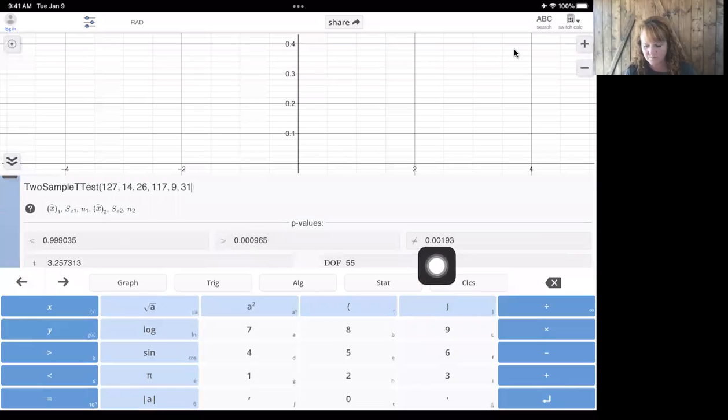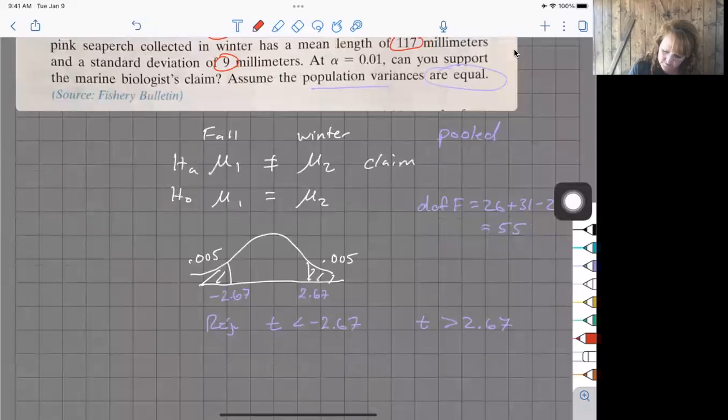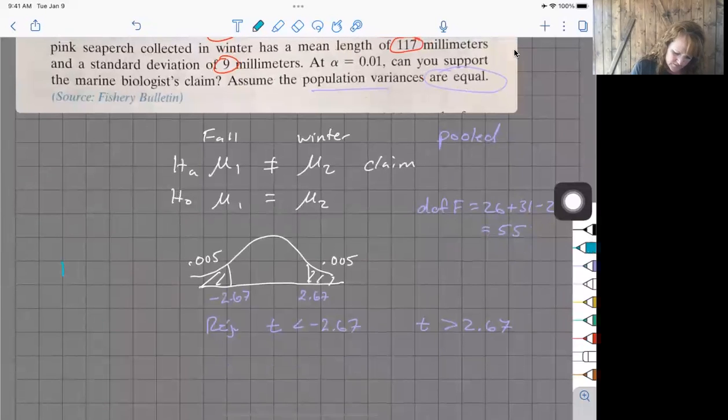We are a two-tailed test. My p-value is 0.002. Now that value is also divided, so this is going to be a p-value of 0.001 on both sides. Now that's smaller, so I'm going to draw it as a smaller little wedge.